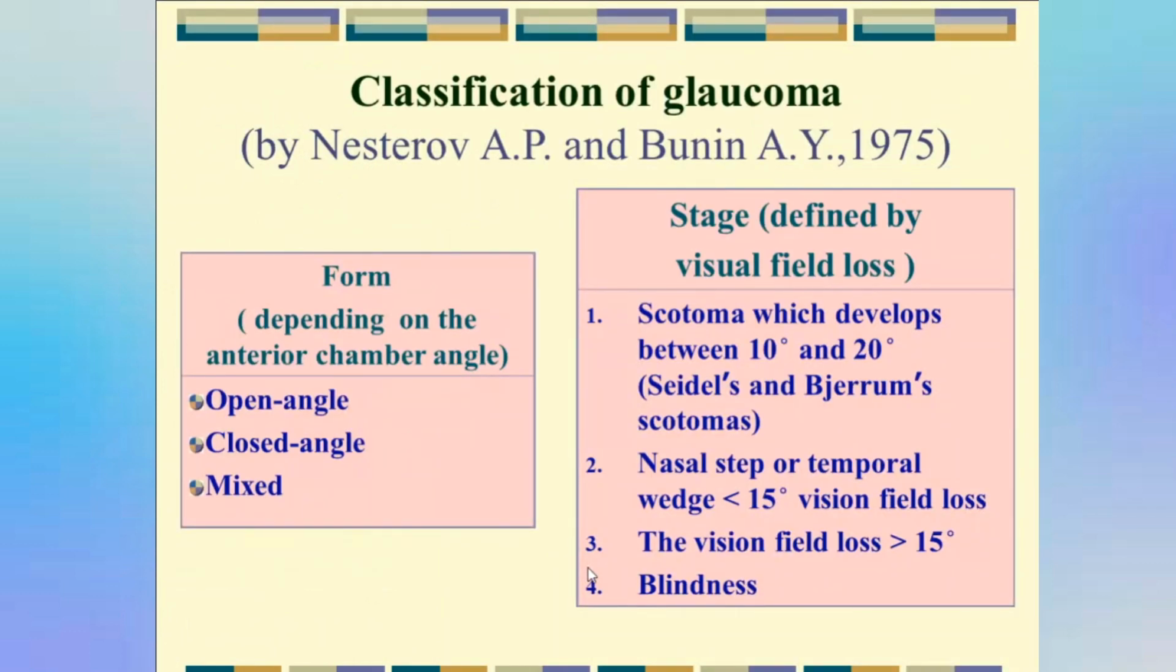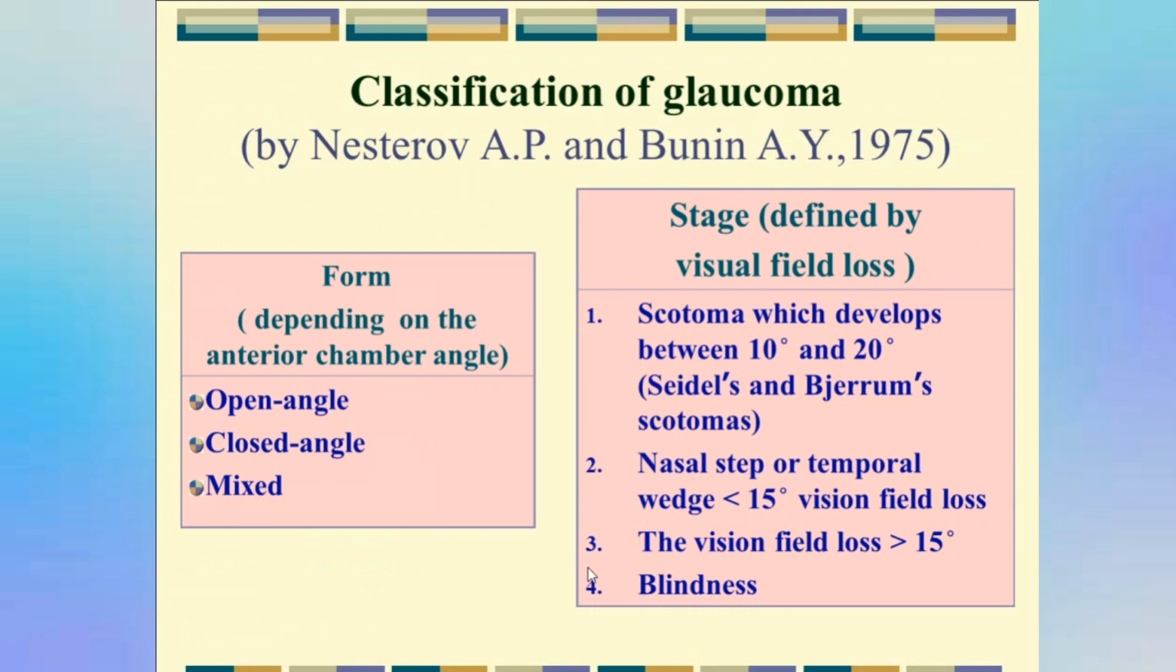Okay, so another classification of glaucoma, depending on the anterior chamber angle, we have already mentioned: open angle, closed angle, and mixed. And another is according to the condition of the visual field, according to visual field defects.